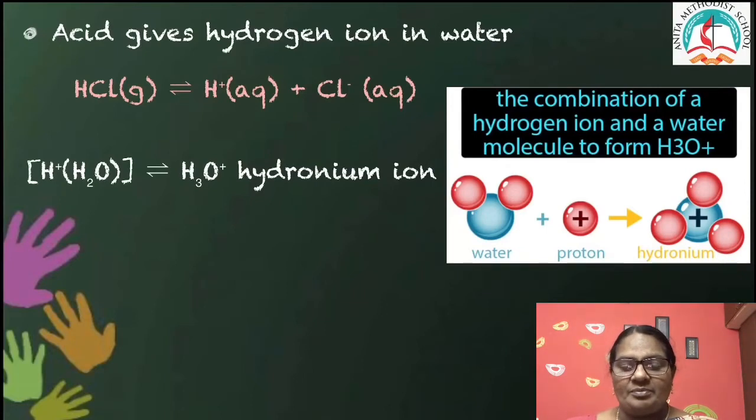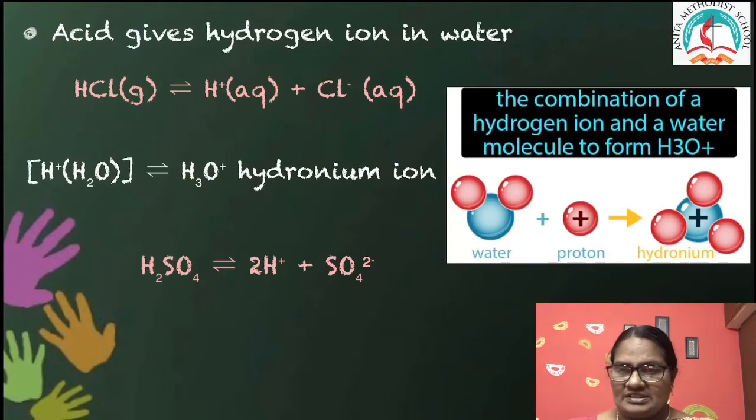Let's look at the examples of some acids. So I have sulfuric acid. It dissociates to give me two H+ ions and a sulfate ion. And this, HNO3, is nitric acid. It gives H+ ions and NO3- nitrate ions.